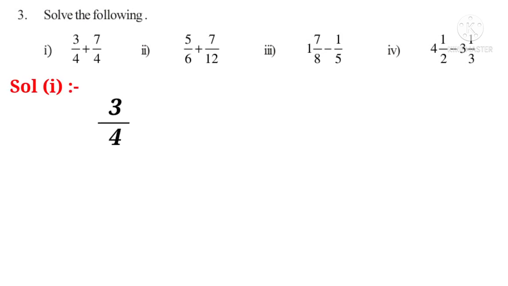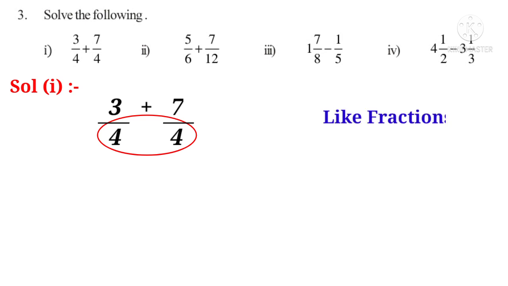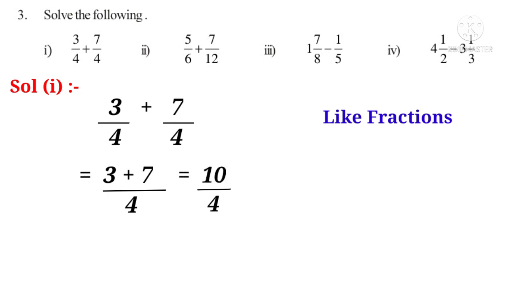Solution 1. 3 by 4 plus 7 by 4. Here observe the denominators are both equal, so these are like fractions. So we can add easily by adding the numerators. That is equal to 3 plus 7 by 4. 3 plus 7 is 10, so 10 by 4. On simplification by 2: 2 2s are 4, 2 5s are 10. That is equal to 5 by 2.